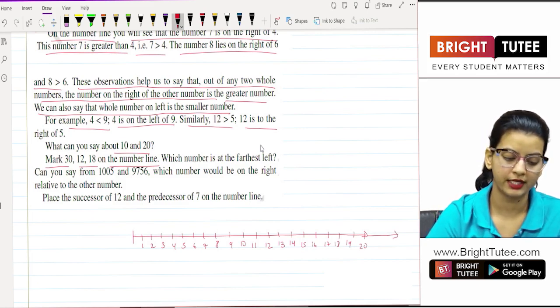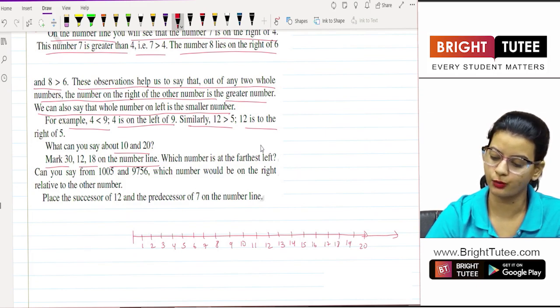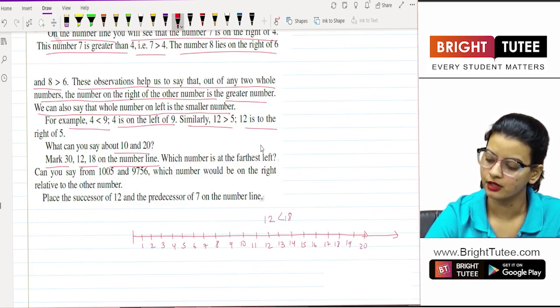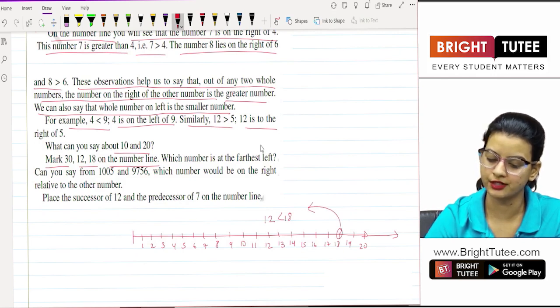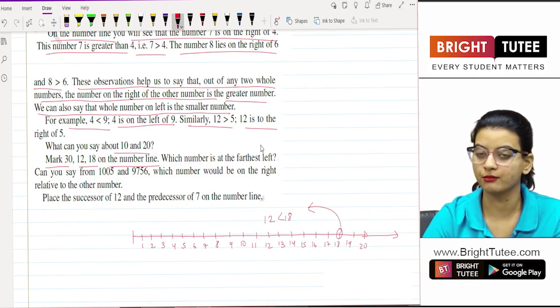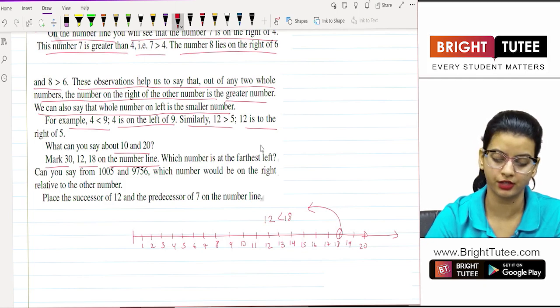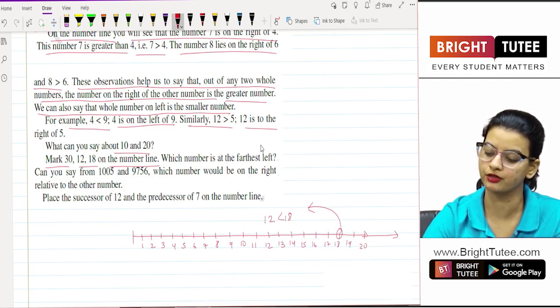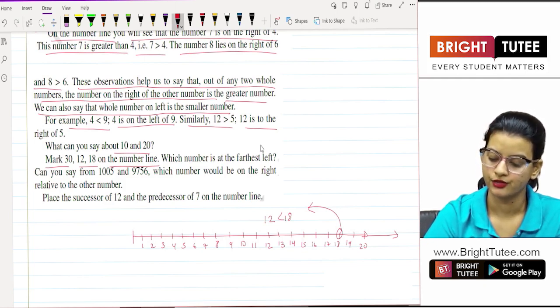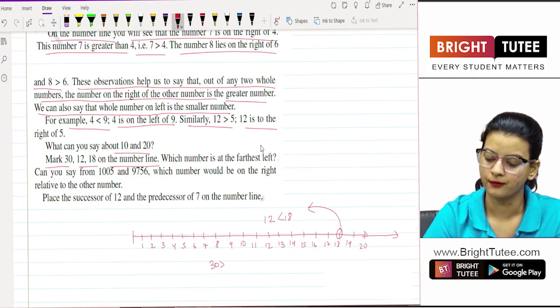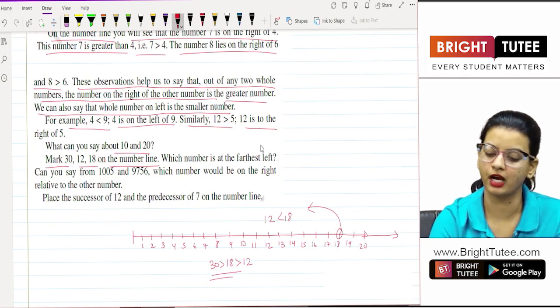Now, we can see that 12 is smaller than 18 because 12 is to the left of 18. And we have not yet marked 30 because it will go on and continue. Now, 30 will definitely be to the right of both 12 and 18. So, 30 is greater than 18, which is greater than 12. So, which number is the farthest to the left?